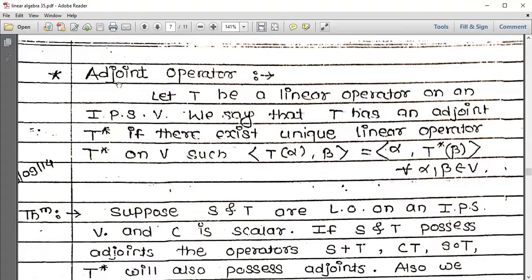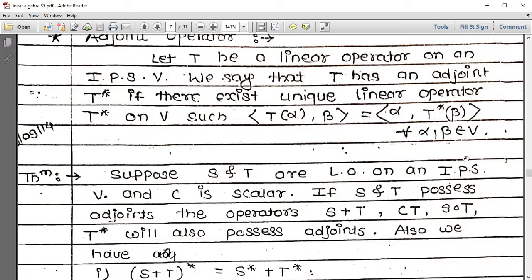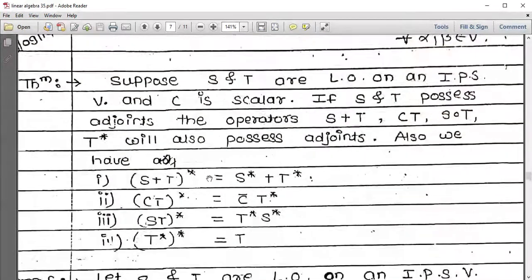Okay, this is the adjoint operator. The inner product of T of alpha and beta is equal to the inner product of alpha and T star of beta. Now look at the theorem.